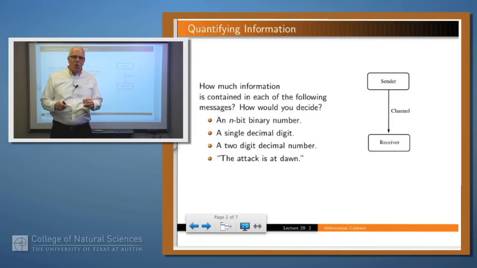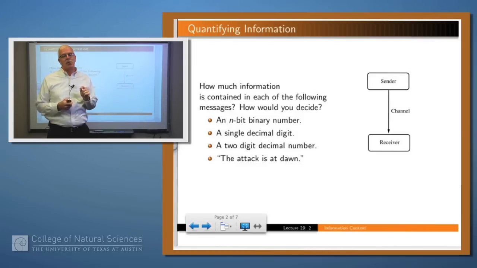Okay, so let's look at some more complicated messages. For example, suppose that we wanted to send an n-bit binary number. How much information is contained in that? Well, it's pretty clear, if you could have arbitrary n-bit binary numbers, that you're going to need to send n bits of information. That just makes sense, right? That's pretty obvious. But let's make it a little more complicated.